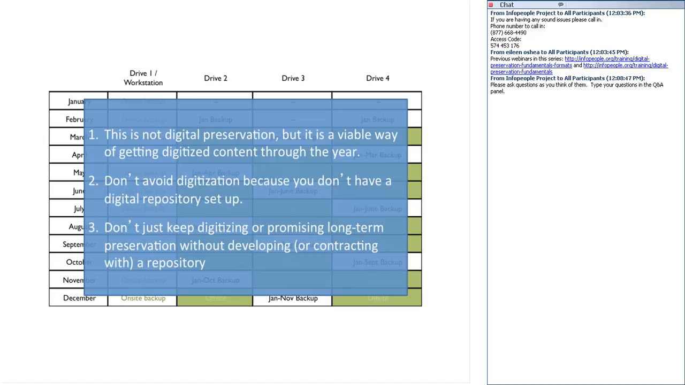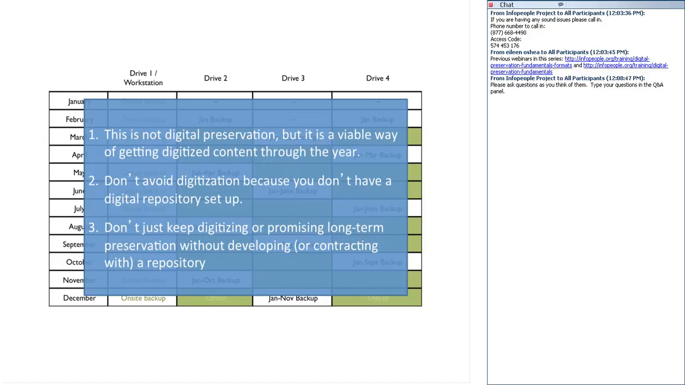The other lesson that was important here was that we really don't want people to avoid digitization because they don't have a digital repository set up. It's a really important time for us to be investing in making our collections more accessible. And there's a lot of justified excitement about digital libraries. And digital preservation and digital repositories don't have to be an obstacle to that.